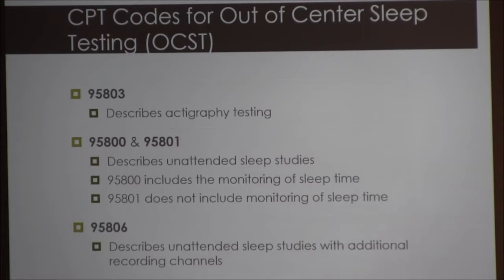95800 is monitoring of the actual sleep time. This is important as well because you need 6 hours. If it's done without 95801, it doesn't include sleep monitoring of time. And if that's the case, it's most likely not going to be paid out by the insurance companies. 95806 is an unattended sleep study with additional recording channels that were mentioned before: ECG, respiration, movements, EOG.